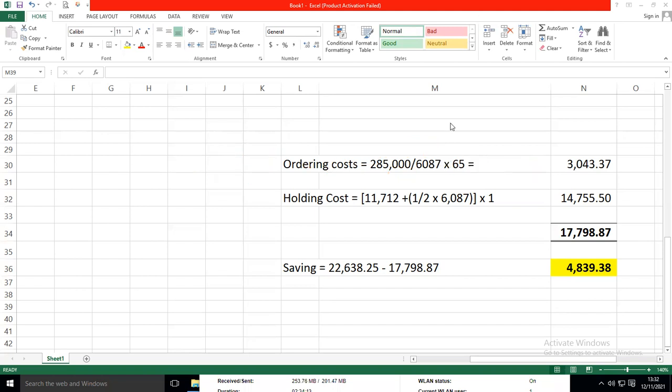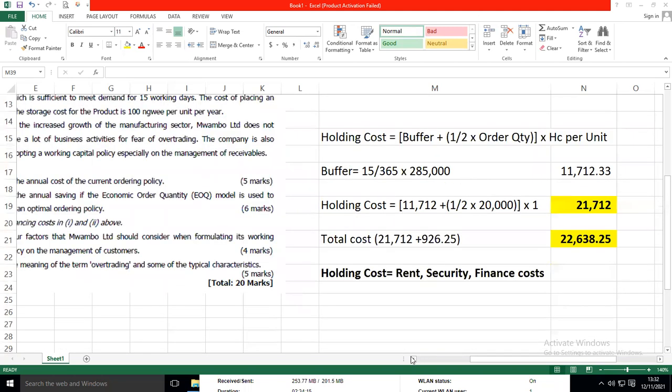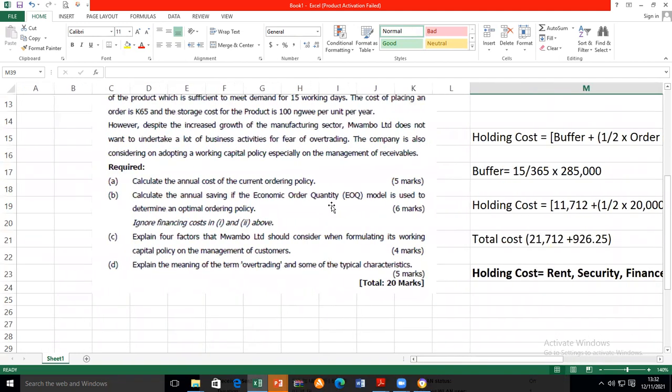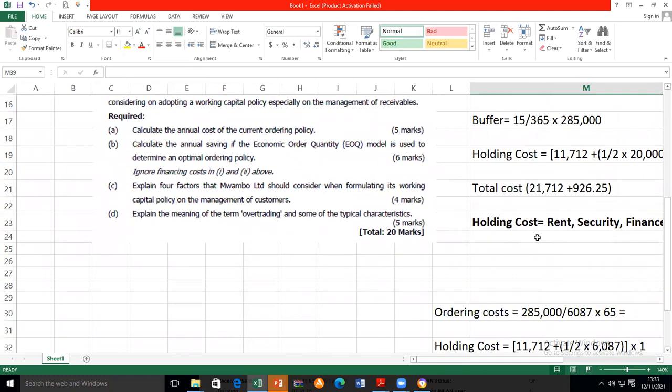Okay, people. So this question, we know that if we get a question on inventory, normally it will be like this. It's a standard question. Another common question: explain 4 factors that the company should consider in formulating its working capital policy on management of customers. How much receivables should we carry? What terms should we give?